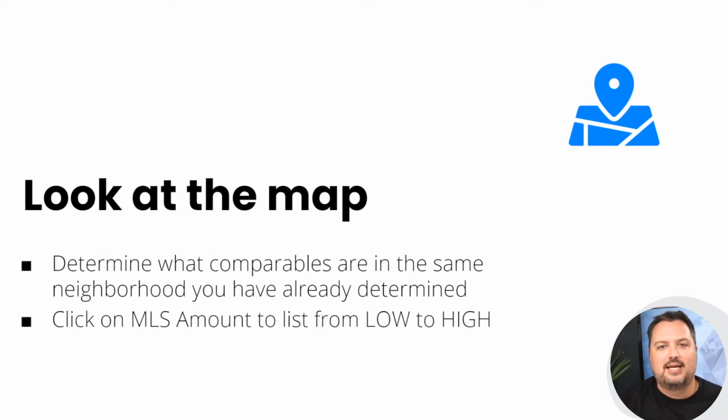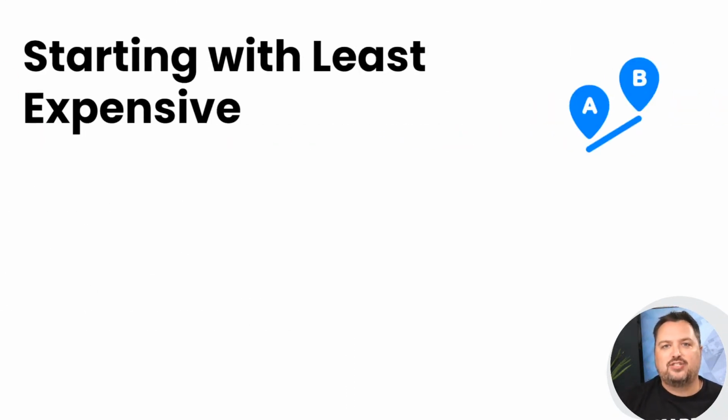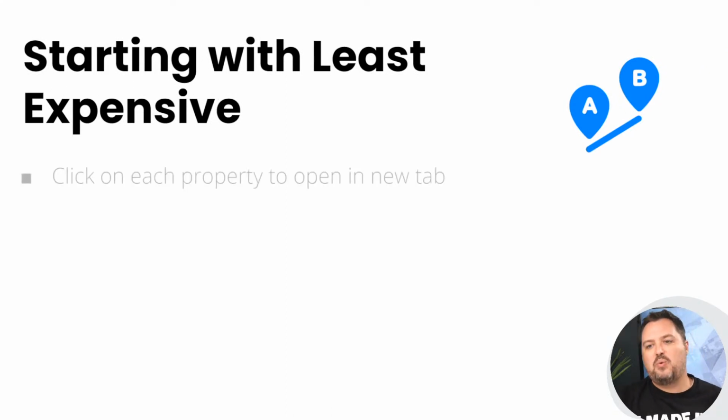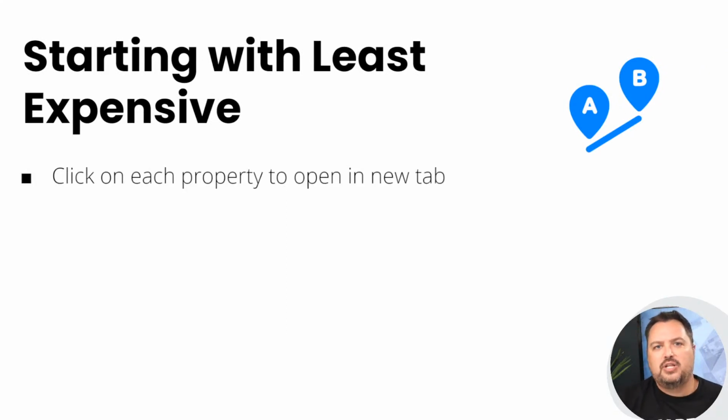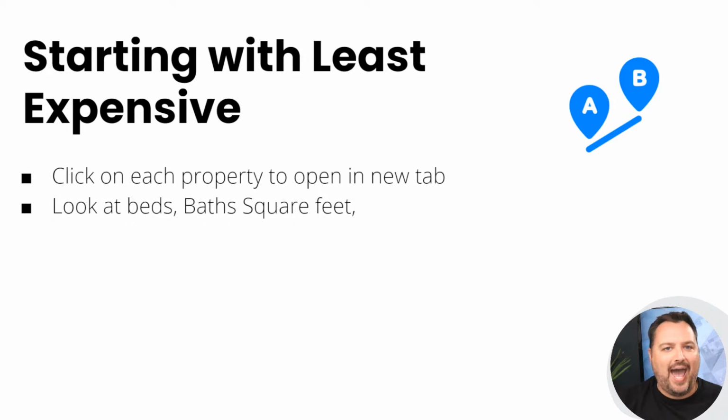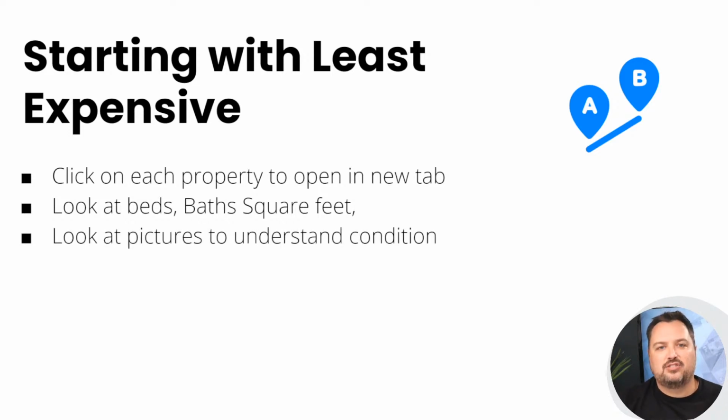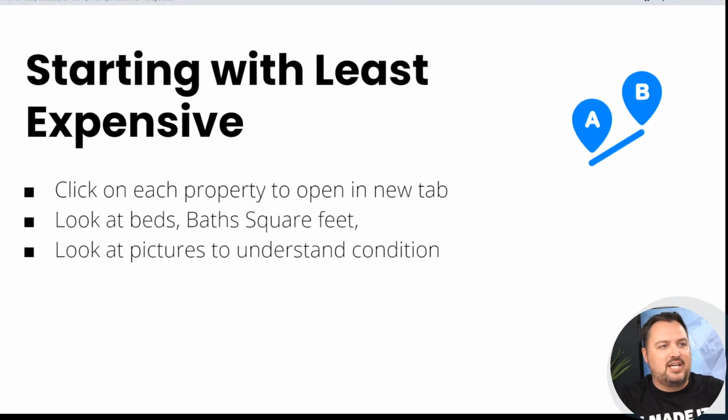Click on MLS and go from low to high. So I start with the least expensive and work my way to the most expensive. So you click on each property to open a new tab. You look at the beds, the baths, the square footage. You look at the pictures to understand the condition.